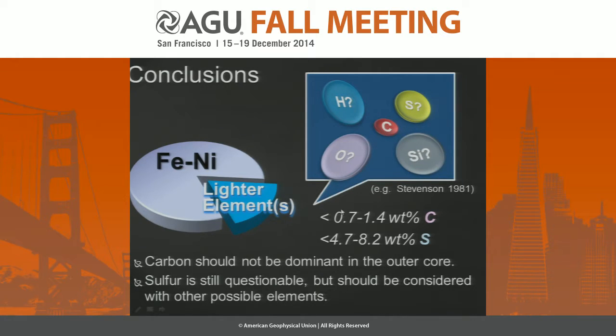And sulfur is still questionable. A reasonable amount can be determined, but I recommend we should consider other possible light elements, for example silicon, oxygen, and hydrogen. Thank you very much for your attention.